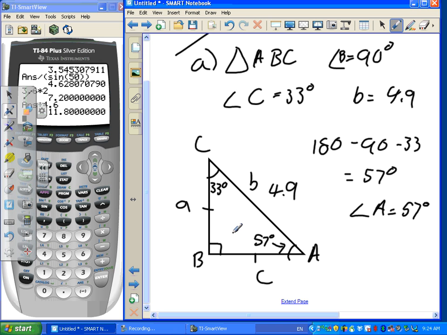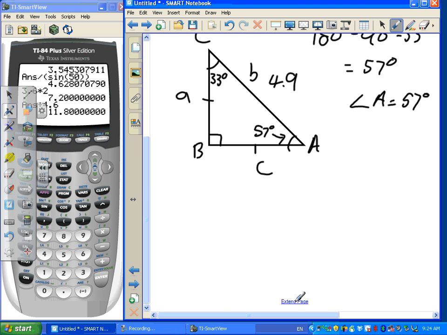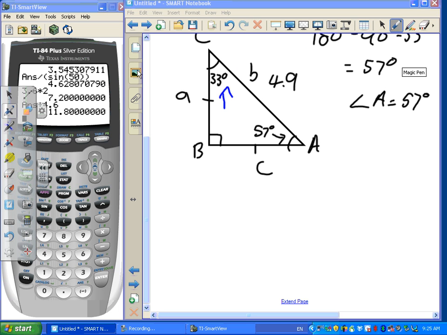Now, am I using cosine and sine law, or am I using our SOHCAHTOA ratio? Why? 90 degrees. So we can easily set this up. We can use sine or cos. So you know what I'm going to do? I'm going to use the angle 33. We're going to use this one right here. I'm going to solve for side A.